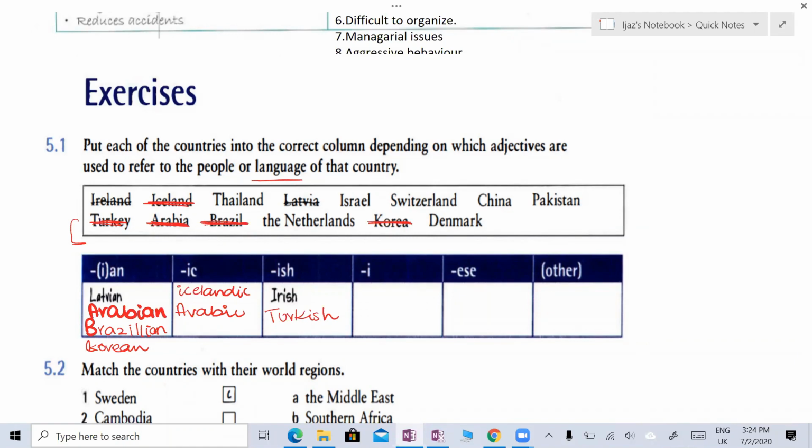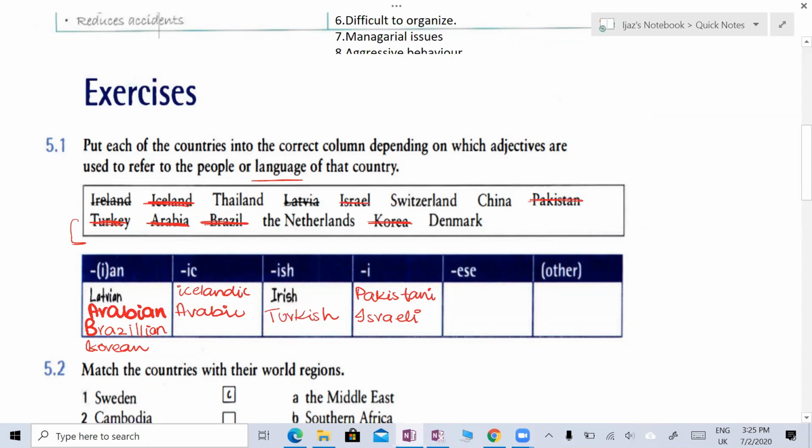Next one, we go with the words which end with I, the language or adjective. Pakistani, of course, and Israeli. Israeli, yes, that's right. Is there another one? No, I don't think so. Okay, no problem. We will check at the end which one is left.